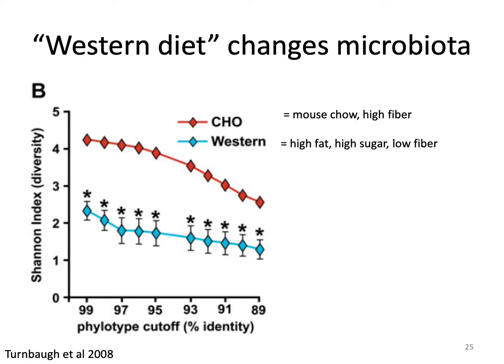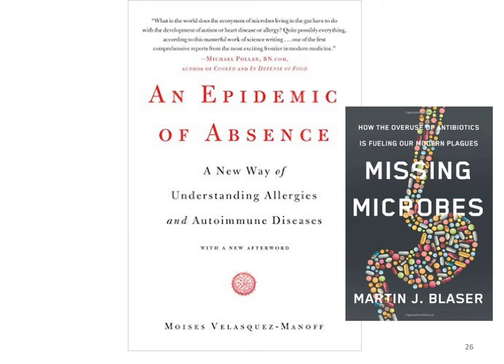We know there are experimental results showing these effects, in particular, for example, for diet, where a so-called Western diet with high fat, high sugar, and low fiber reduces the diversity of the mouse gut microbiome in an experimental setting, compared to a normal mouse chow diet, which has plant material. And so these changes have consistently reduced the bacterial diversity in industrialized populations. That's led to what's called an epidemic of absence, or missing microbes.